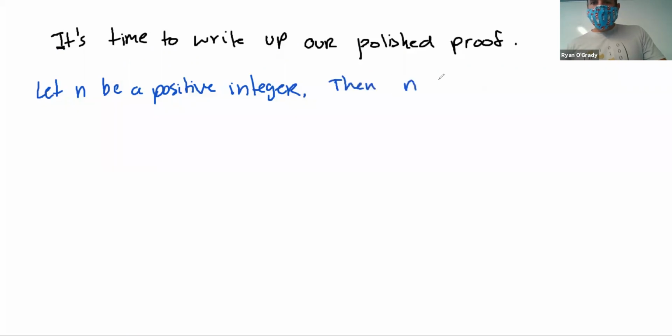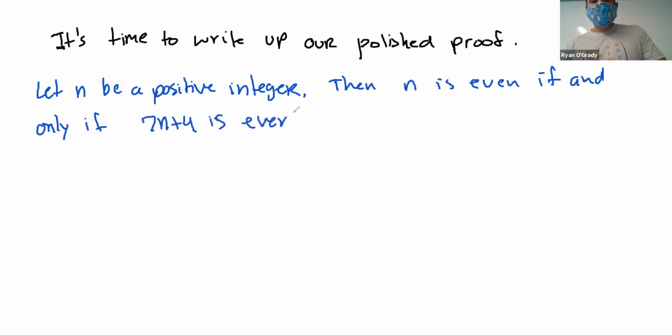Then n is even if and only if 7n plus 4 is even. So I'm going to break this proof into 2 pieces. Here's how you might want to write it up.